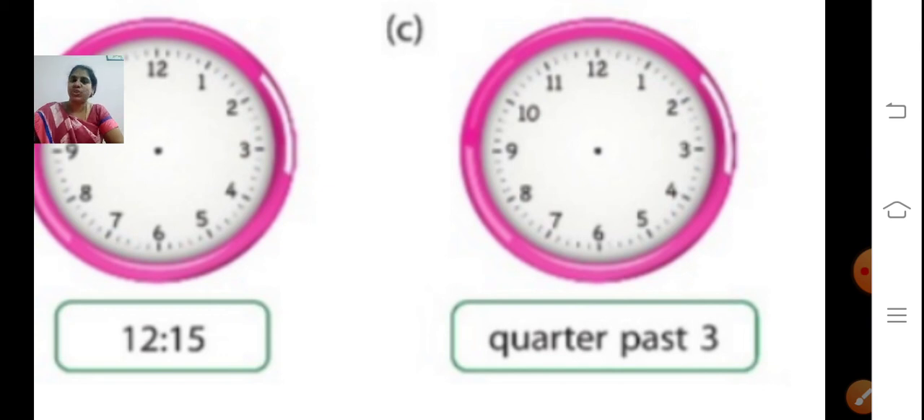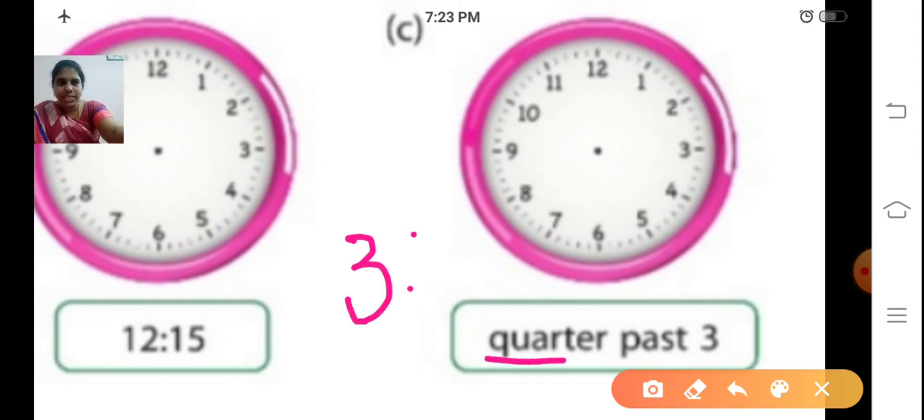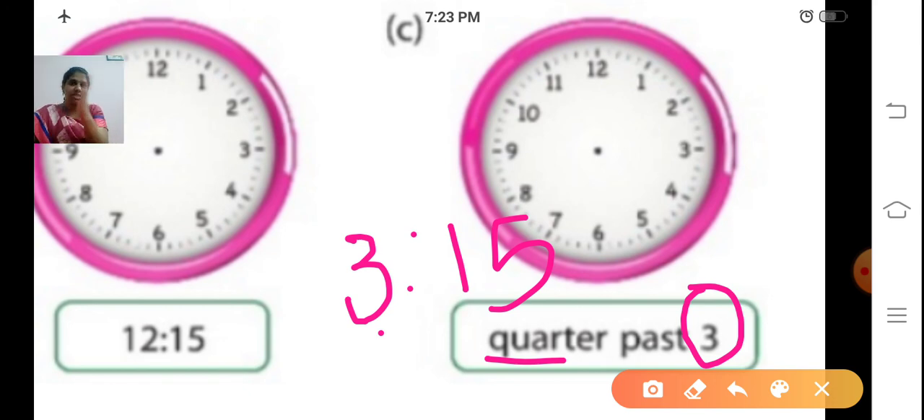Next, quarter past 3. How will you do this quarter past 3? First tell me what is the time. Quarter past 3 means from 3 o'clock, quarter past. So 15 minutes is over. So this is the time. First you write the time. Quarter past 3 means from 3 o'clock, 15 minutes is over. Quarter means 15. So the time is 3:15. Quarter past 3 means 3:15.